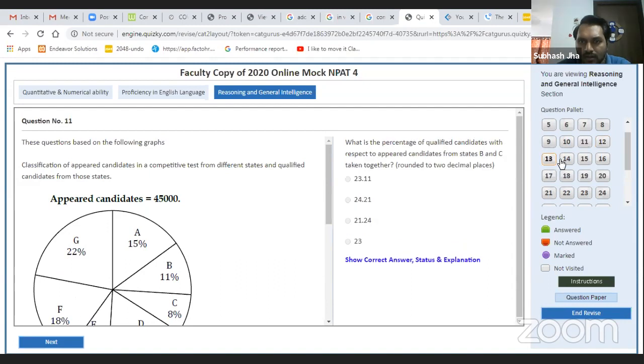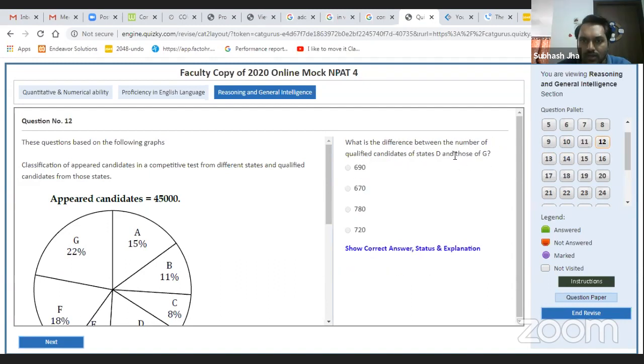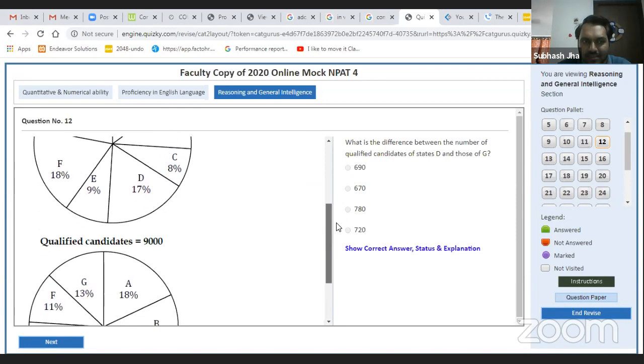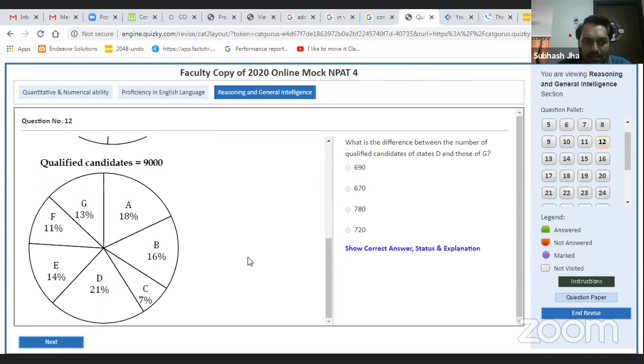12, 13, and 14. These are the three questions. If you see the 12th question, what is the difference between the number of qualified candidates of state D and those of G? Qualified candidates means the second pie chart. D is 21%, G is 13%. Difference, it is written in the question. So the difference will be 8%, and 8% of 9,000. 8 nines are 72. So definitely this question's answer should be there.